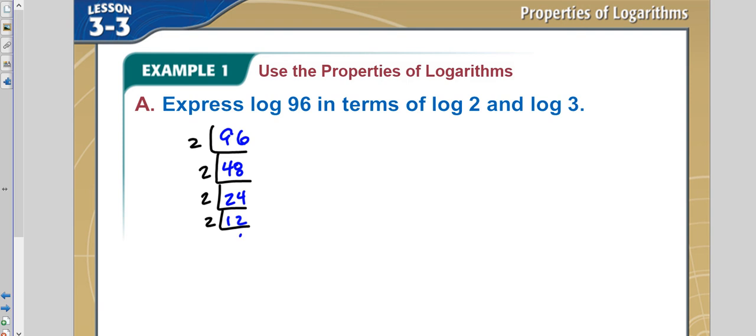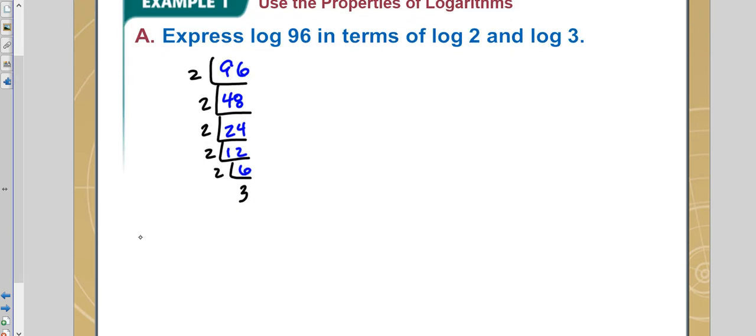So we keep going like this until we're out of factors of 2. So 2 can go into 6 3 times. Now 3 happens to be one of those numbers, so I'll also include it in black. And so this is how you could rewrite 96. 96 is equal to 2 to the 1, 2, 3, 4, 5, fifth power times 3. So that's how I'll rewrite this. This would be log of 96 is equal to log of 2 to the 5th times 3.